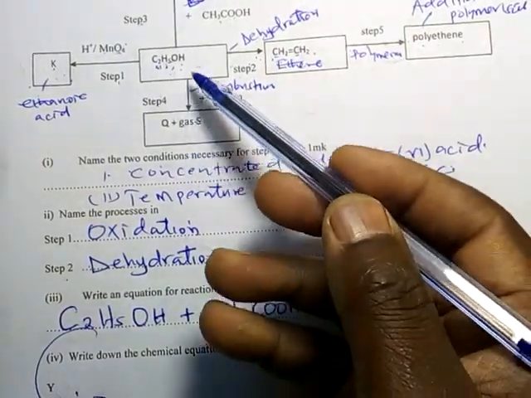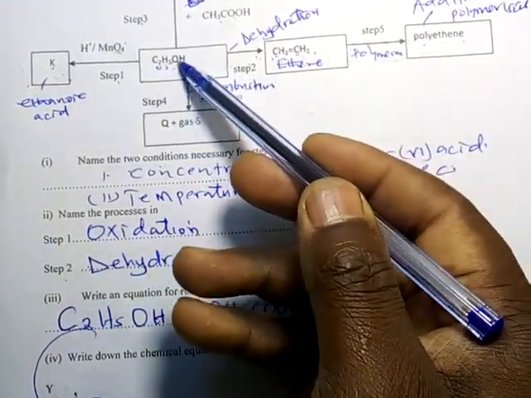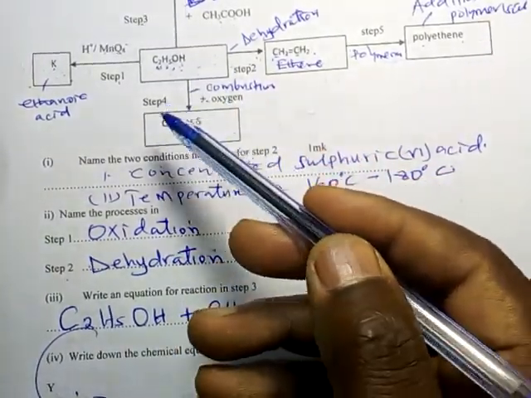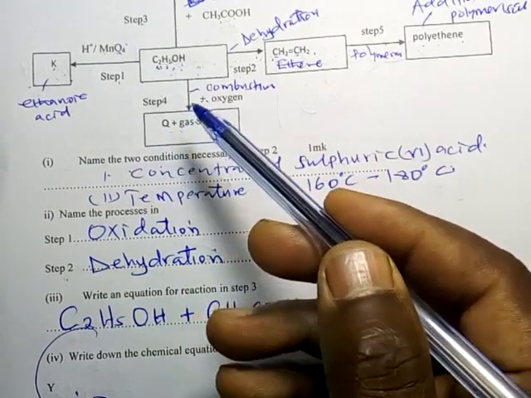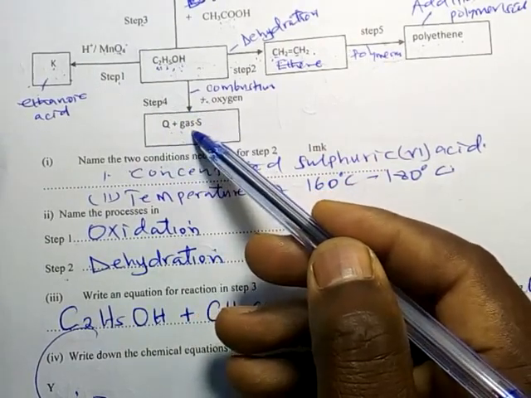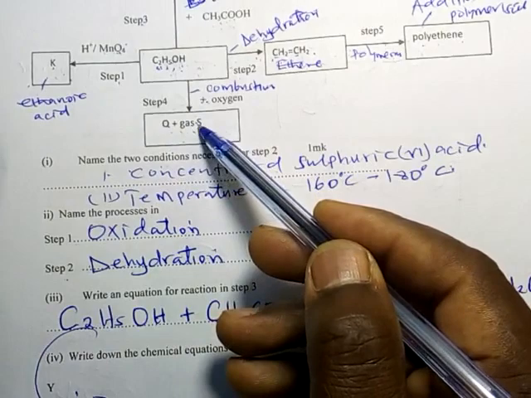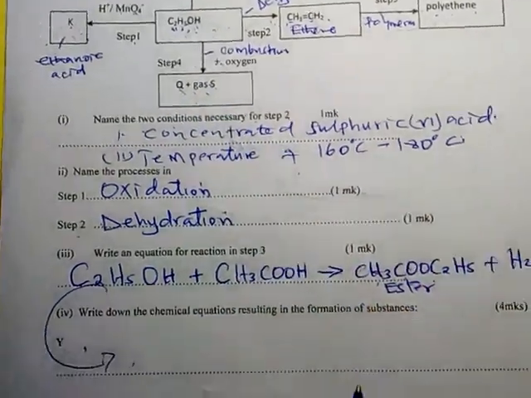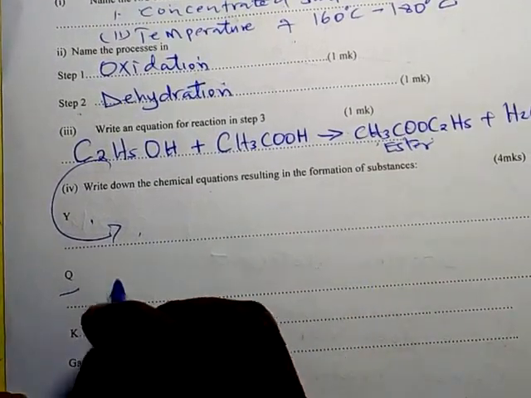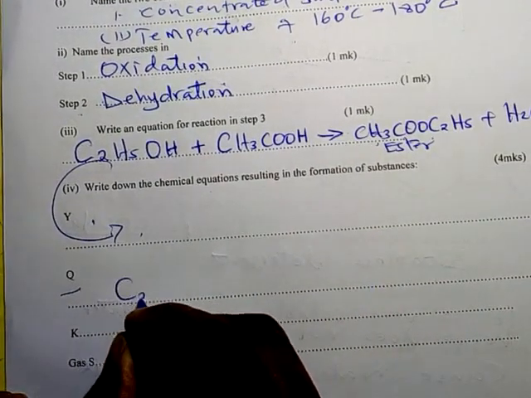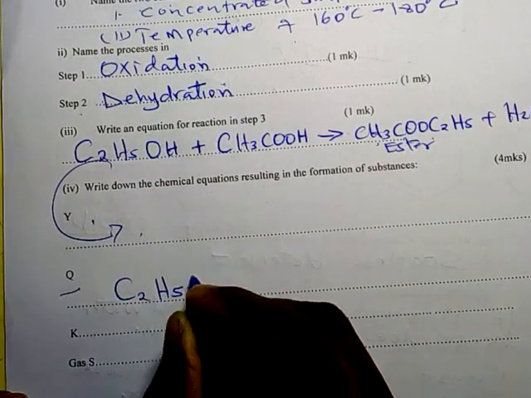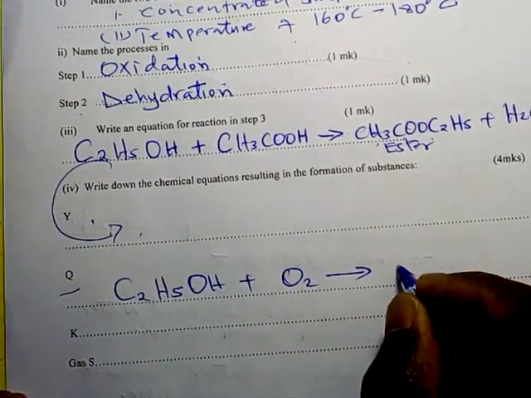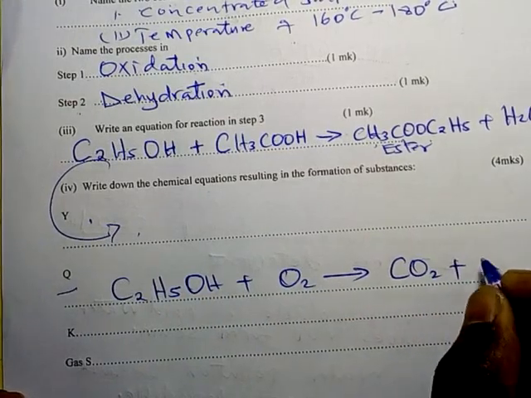Substance Q, it is the combustion of ethanol. When ethanol is an organic compound, when it burns, it forms carbon dioxide and water. So gas S is carbon dioxide, liquid Q is liquid water, the water. So you should know that. Now ethanol plus oxygen, it burns to give us CO2 plus water.